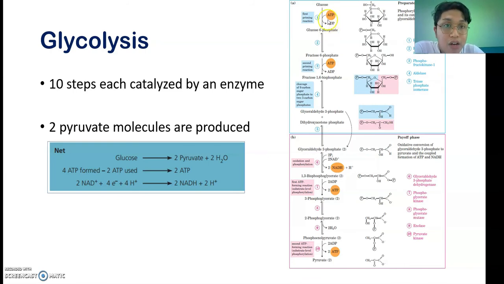So, alin ba dyan yung energy investment phase? So, dito yan sa step 1. This is the phosphorylation of your glucose to glucose 6-phosphate. At ito pang fructose 1,6, itong third step. Okay? The phosphorylation of fructose 6-phosphate to fructose 1,6-bisphosphate. So, your fructose is a hexose, right? So, it's a hexose, but it's a ketose. It's a ketohexose.